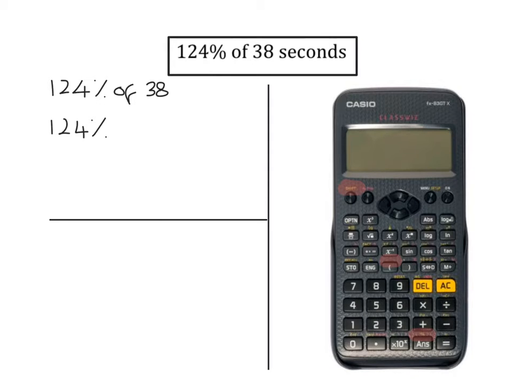So 124% of in maths we know is times, because 6 lots of 4 means 6 times 4. 38. So 124% times 38, and I get 47.12.